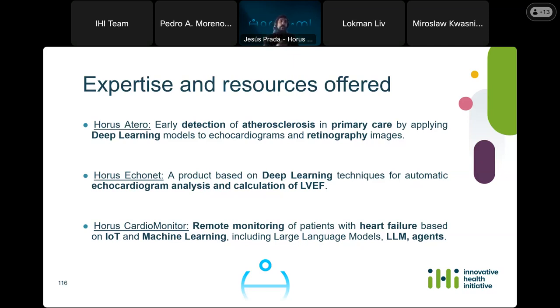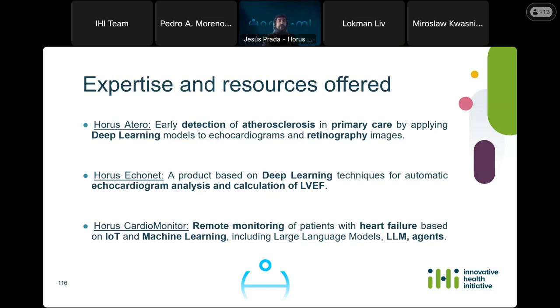Okay, so the second one is Aarhus Econet, which is another deep learning based solution that focuses 100% on the automatic analysis of echocardiograms. The main output, although not the only one, is the automatic calculation of the left ventricular ejection fraction, which is a really important clinical index that is used a lot in cardiology and basically tries to measure how well your heart is pumping. So it's used a lot to identify heart failure in patients. We also give other clinical indexes, but this is the main one.